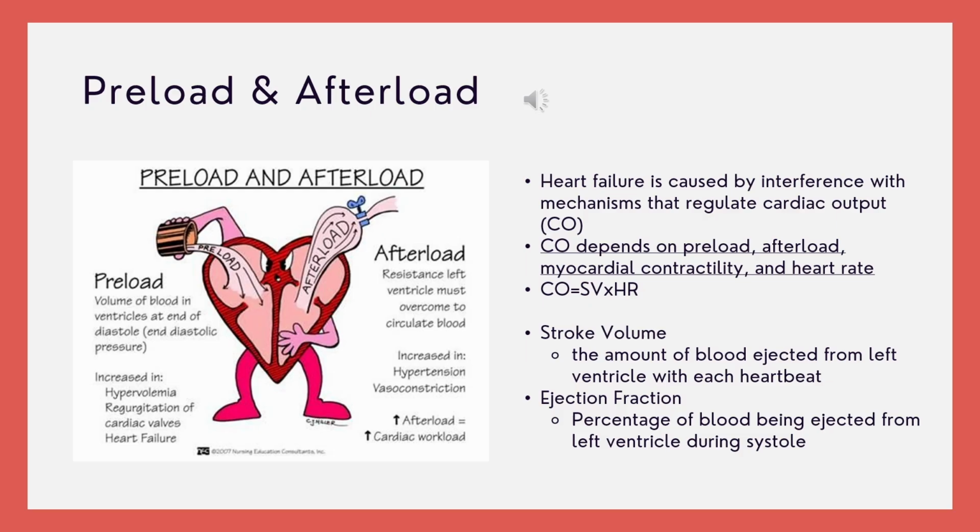All right, so now we're going to break down preload and afterload, both of which affect stroke volume and therefore overall cardiac output. So preload refers to the amount of blood in the ventricles at the end of diastole. That is the heart's relaxation and filling phase. So we want to think of preload as the stretch on the heart muscle before it contracts. The more blood that fills the ventricle, the greater the stretch. Increased preload occurs in conditions like hypervolemia or fluid overload and in heart failure because the ventricles retain more blood.